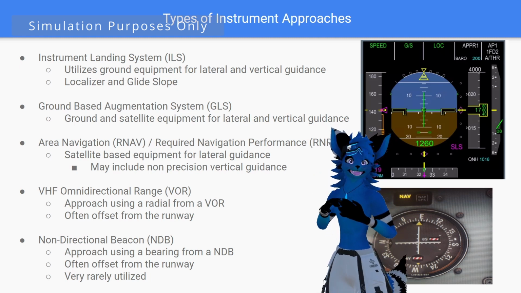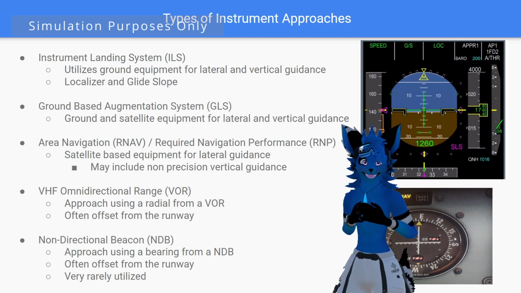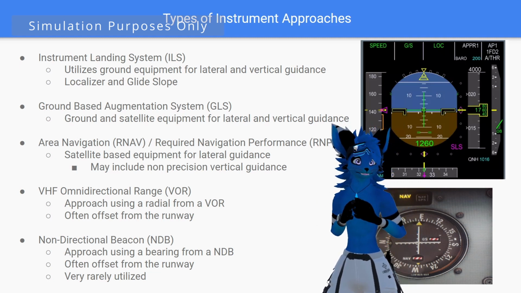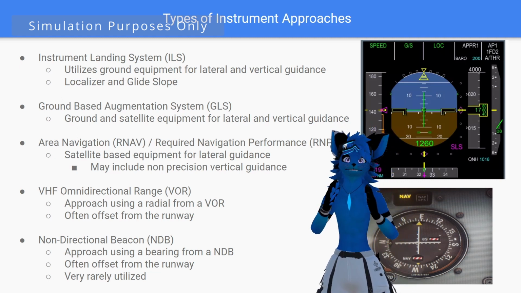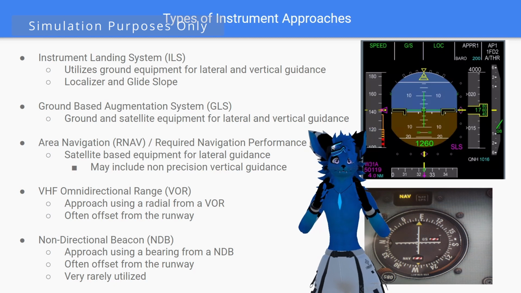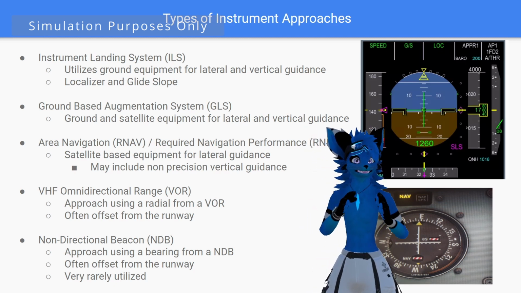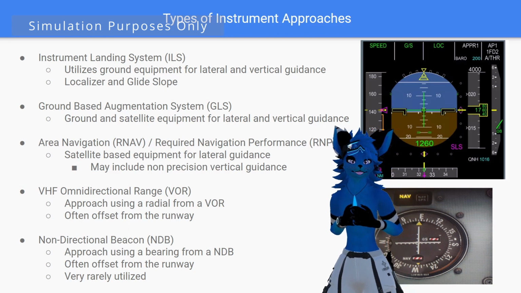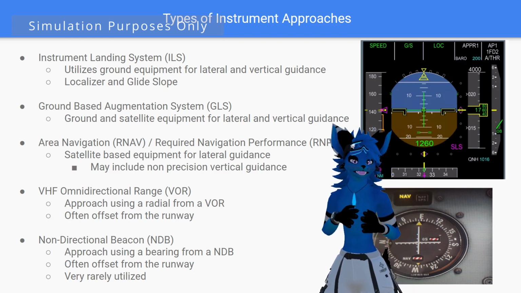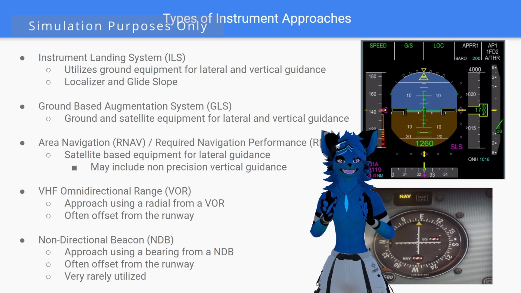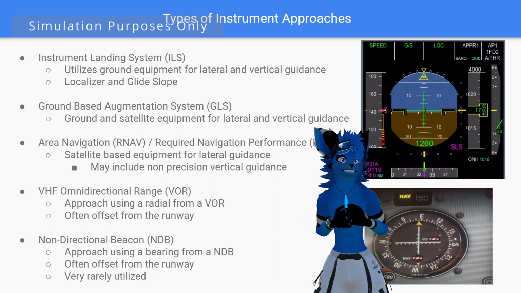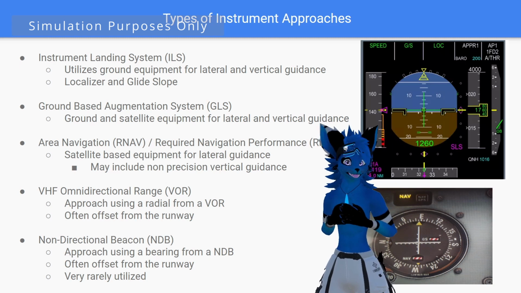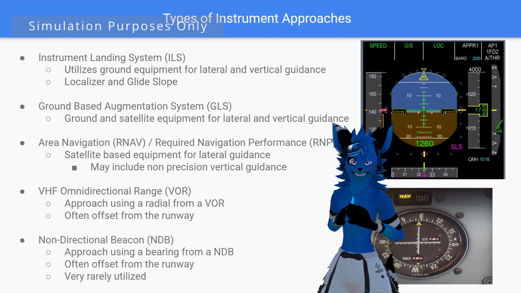Next, we have area navigation or required navigation performance, RNAV or RNP approaches. These only use satellite technology for lateral guidance. Some of them do provide vertical guidance, but again, they're not going to be as precise as ILS or GLS equipment that is physically located at the airport. The easiest way to explain RNAV and RNP approaches is they use GPS technology for their approaches. We have VOR approaches, which VOR standing for very high frequency omnidirectional range. I'll let you marinate on that one for a minute.